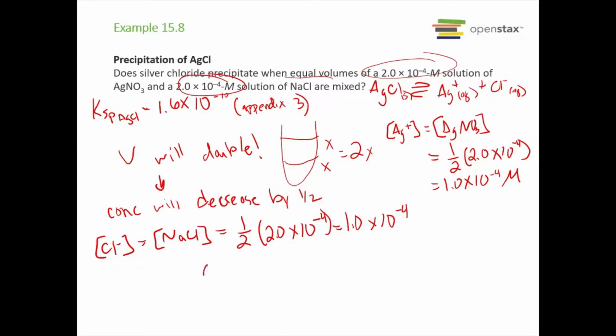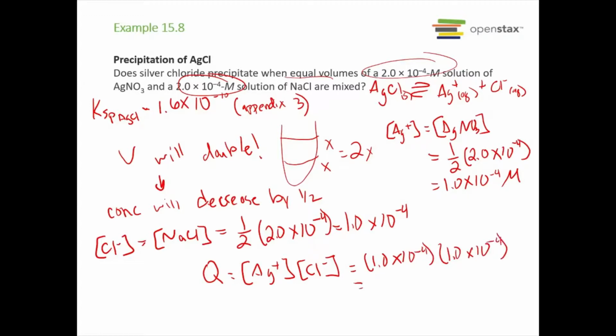So now our Q is equal to Ag+ times Cl-. So that's 1.0 times 10 to the negative fourth times 1.0 times 10 to the negative fourth. And Q is equal to 1.0 times 10 to the negative 8th, which is greater than the KSP of silver chloride. So yes, we're going to get a precipitate.